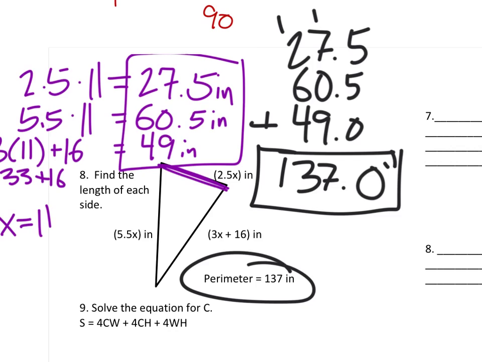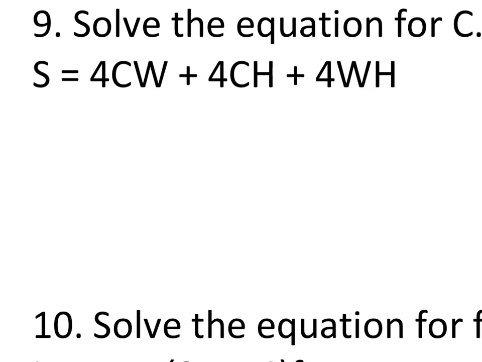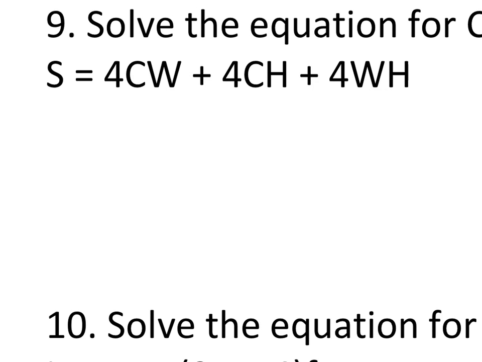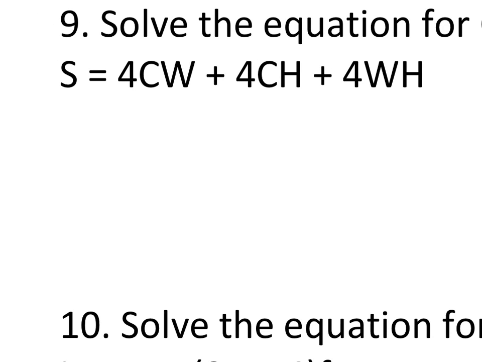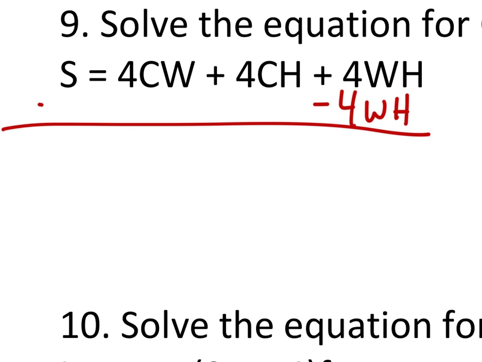Alright, looking at 9, it looks like we want to solve for C. So let's move all the terms that don't have a C to the left side. Because right now all the terms with C's, these two, are on the right side. See, there's no C's on the left side, so let's go ahead and move those. I'll move those terms. So let's give ourselves some space. I'm going to subtract 4WH from both sides.